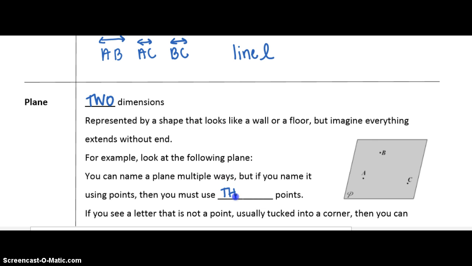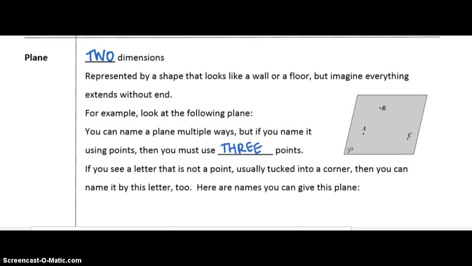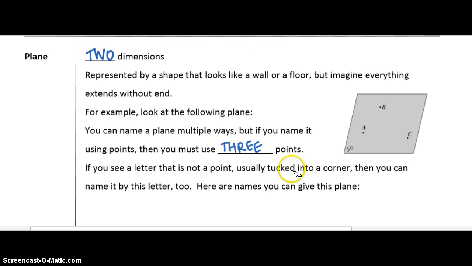So unlike the line, which uses 2, you have to use 3 points for a plane. If you see a letter that's not a point, which is usually tucked into the corner, you can name it by this letter too. So let's talk about all the different names we could give this plane. Do you see this little letter down here in the corner? It's kind of tucked away.